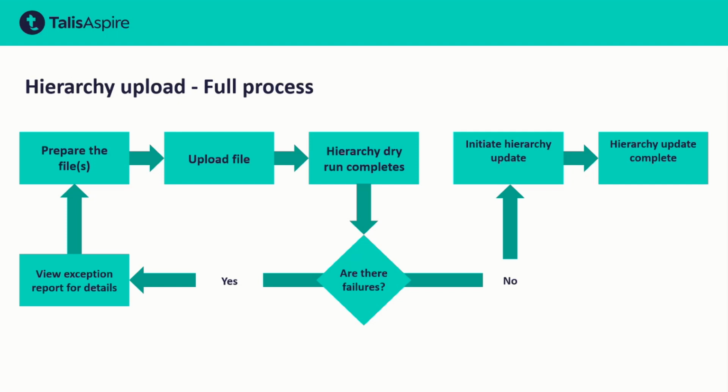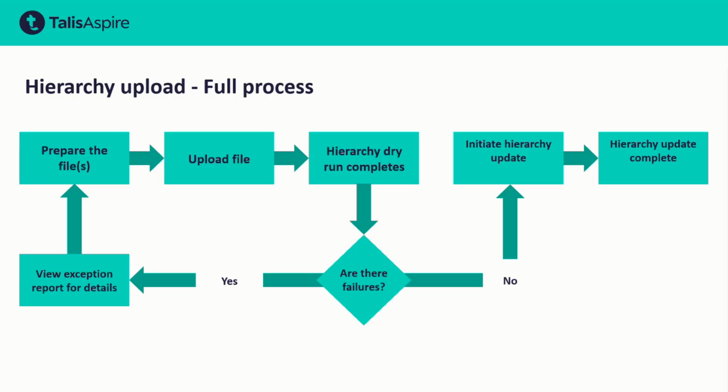If the upload is successful, your changes are not going to be applied immediately. What's going to happen is a dry run job is going to be initiated, and you will then be emailed once it's completed to review the results. Once that dry run is completed and you've received your results, look at the exception report, and that will give you details on whether or not there have been any failures that you need to correct. Basically, it will tell you that these are the issues that you have to resolve before we can make this hierarchy update.